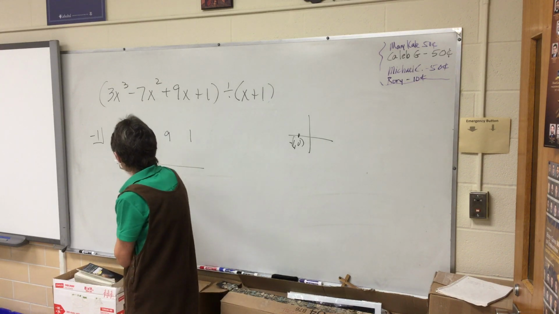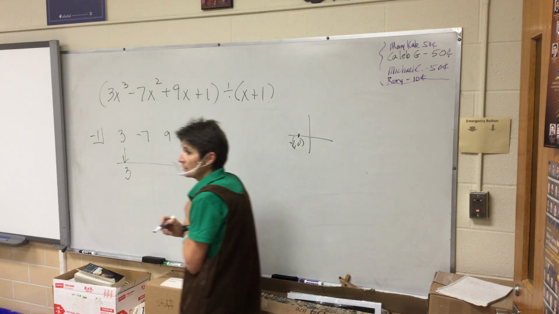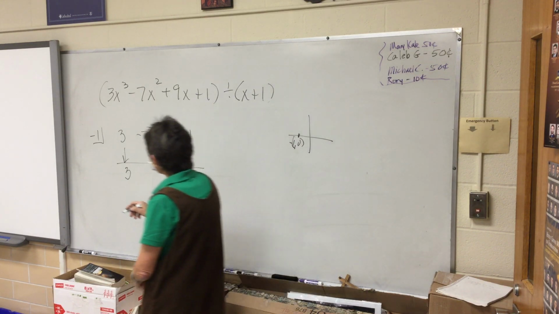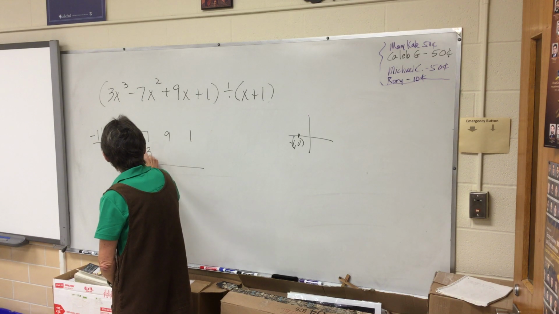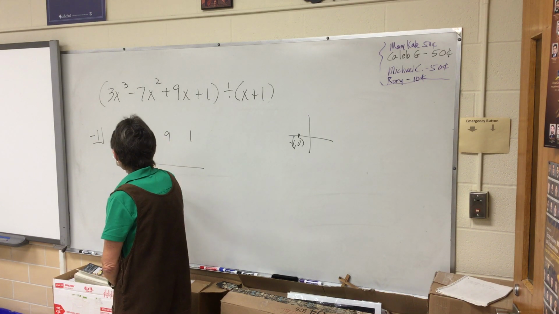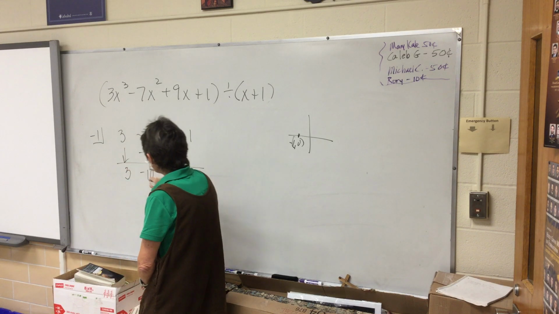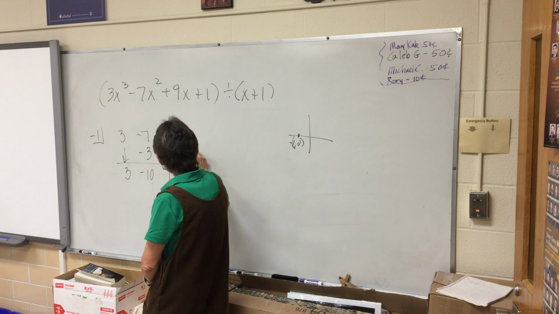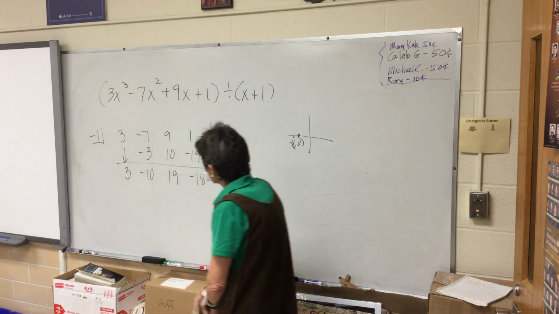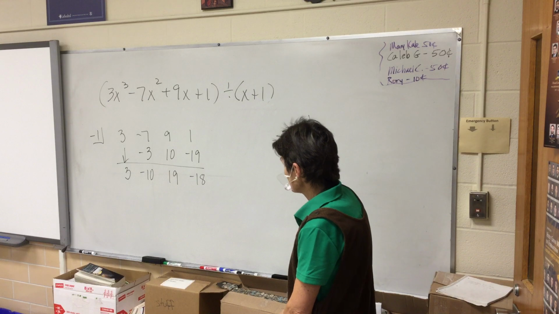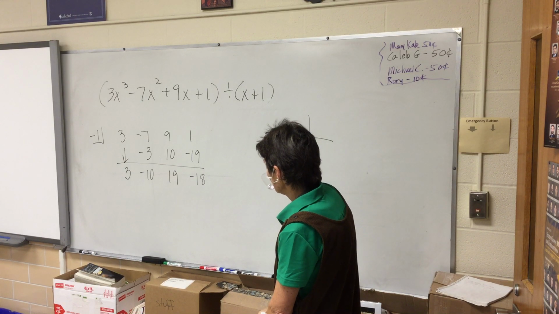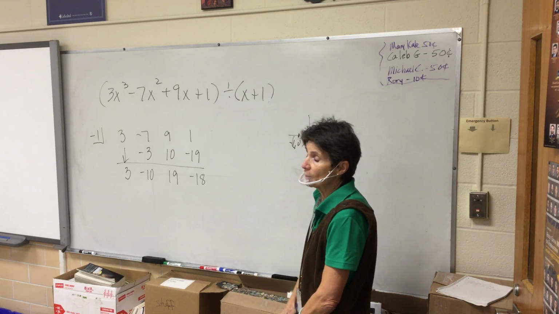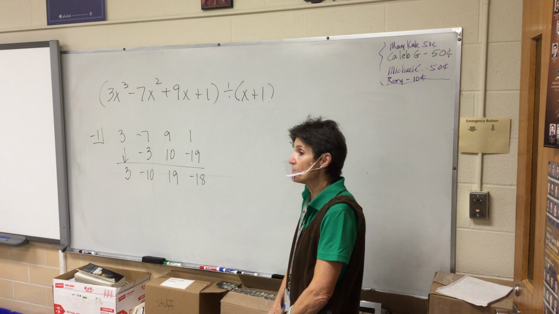Okay, then we draw our line and bring this straight down, right? Don't forget to bring that first number straight down. Okay, then we multiply by -1, and then we add. And then we multiply, and we add, and then we multiply, and we add. So did I do okay? Sometimes I make mistakes when I do that. I don't need 0 on this one. I need 0 if I'm looking for the factors.